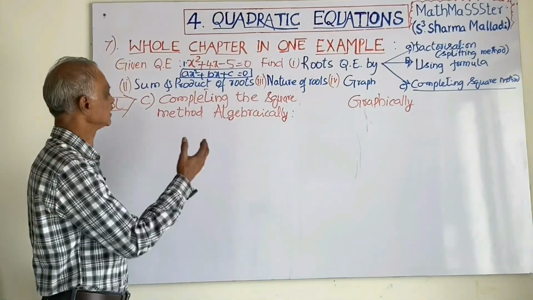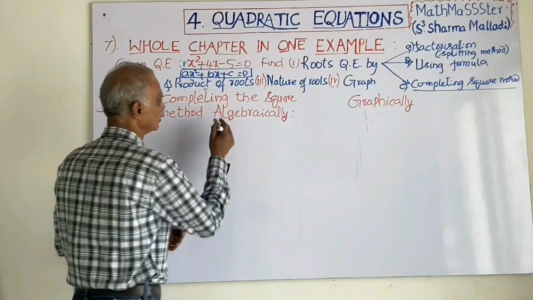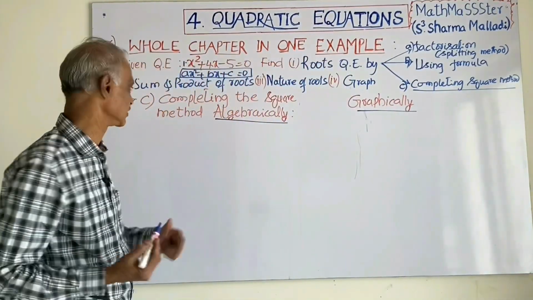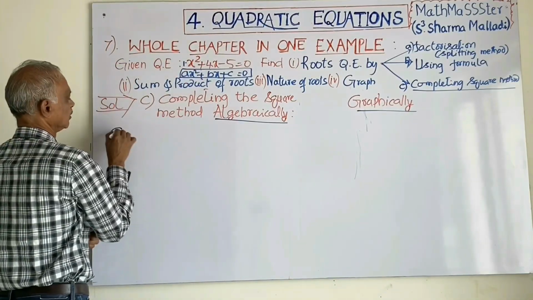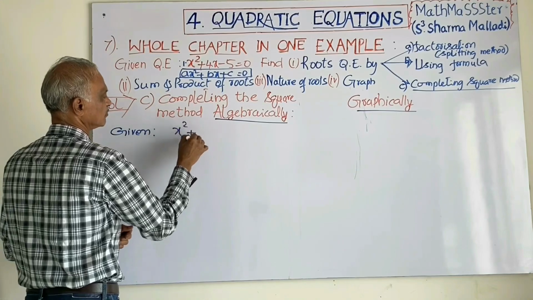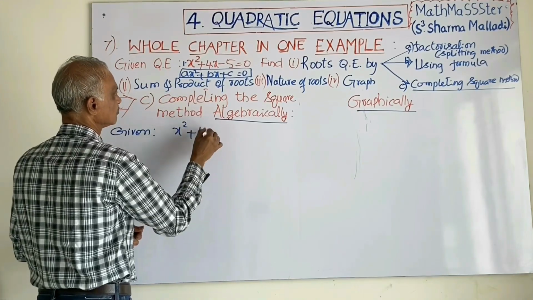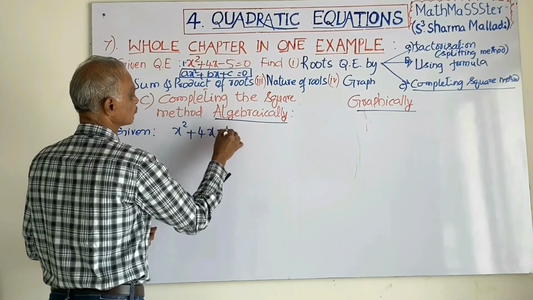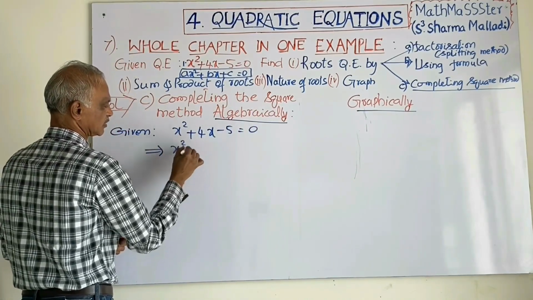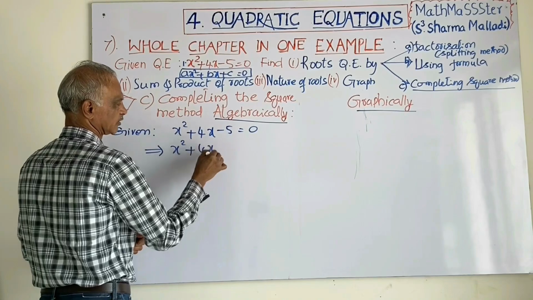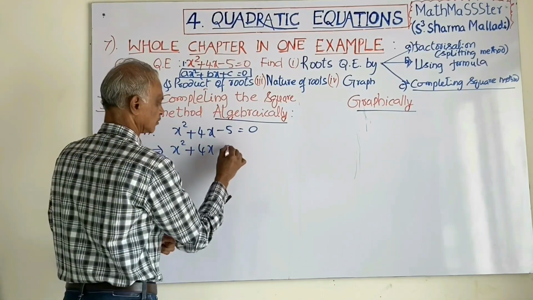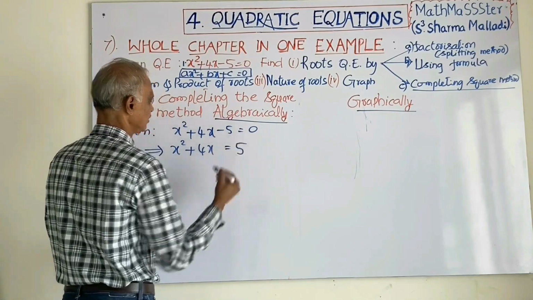Next, completing the square method. Algebraically I will explain, and graphically I will explain, so that you can understand very easily. See what is given? Given the quadratic equation x square plus 4x minus 5 is equal to 0. I will take x square plus 4x on that side, is equal to 5.